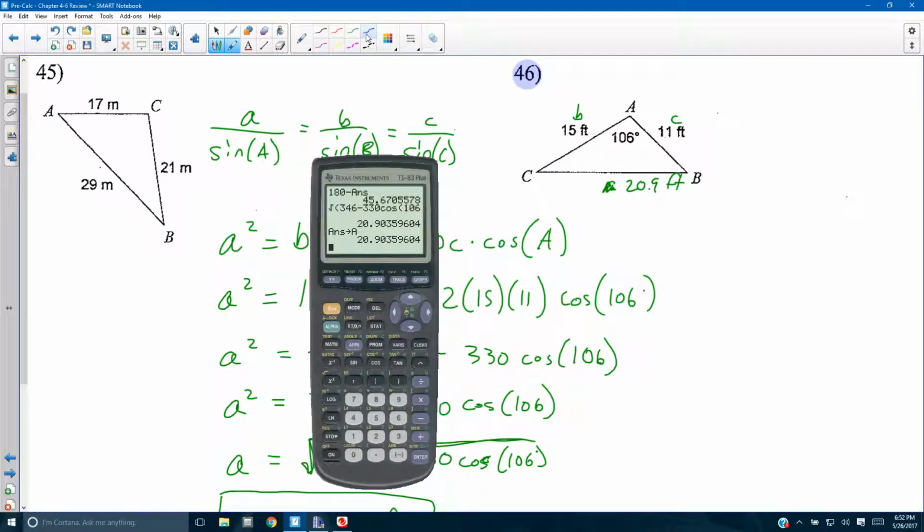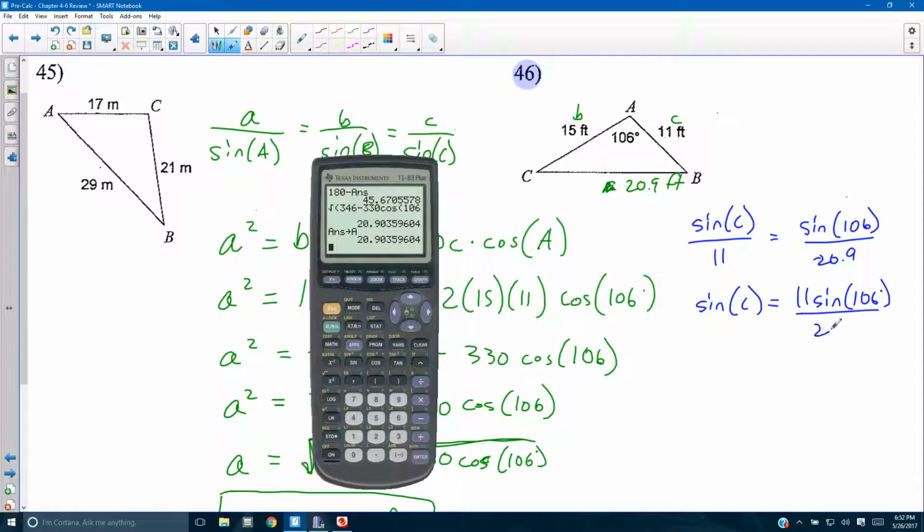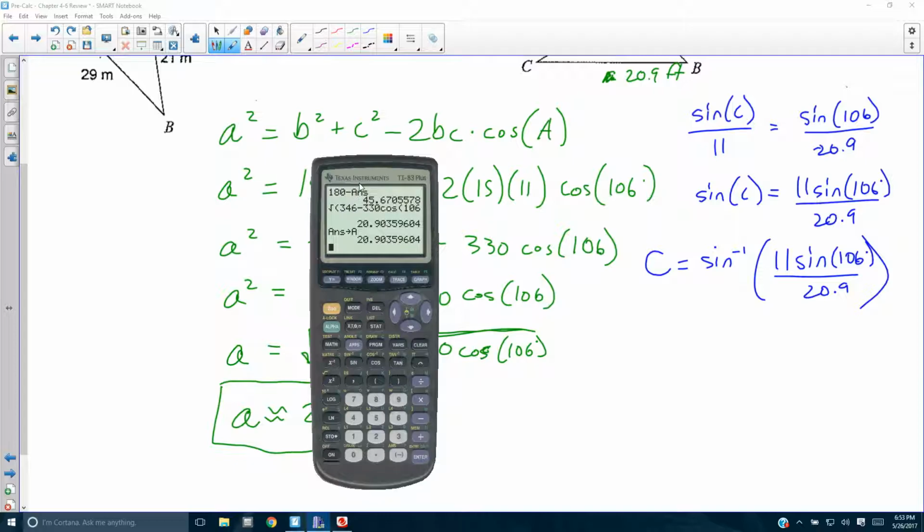If I want to find angle C, I'm going to be using law of sines, or I prefer to. Law of sines where sine of C over C, and C meaning side length C, 11, equals sine of A, 106, over side length A, 20.9, or thereabouts. So sine of C equals 11 times sine of 106 degrees, divided by 20.9. So C equals the inverse sine of 11 times sine of 106 degrees divided by 20.9. Okay, so I'm going to take the inverse sine here, and let's see what we get.